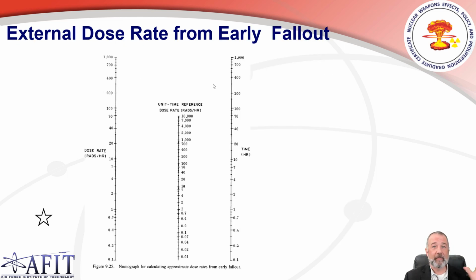Okay, so external dose rate from early fallout. We know that we're going to have to draw a line between 6 over here, that's our dose rate, and our time over here, which is 4. So let's do that. And we can read off a unit time reference dose rate of, we'll call it, 30 rads per hour. I think the book calls it 32, but again, my eyes aren't that great. So we have our reference dose rate of 32 rads per hour.